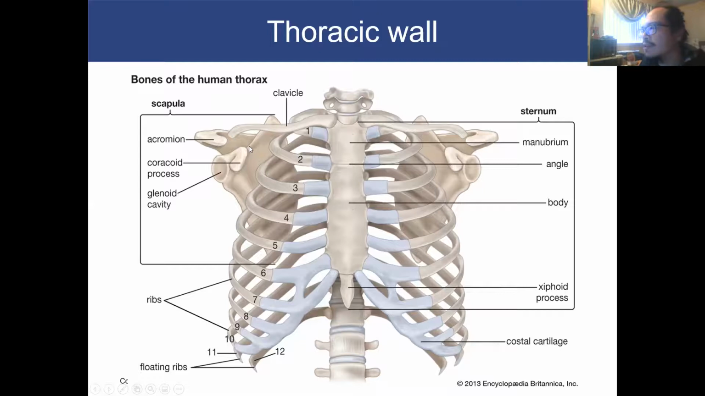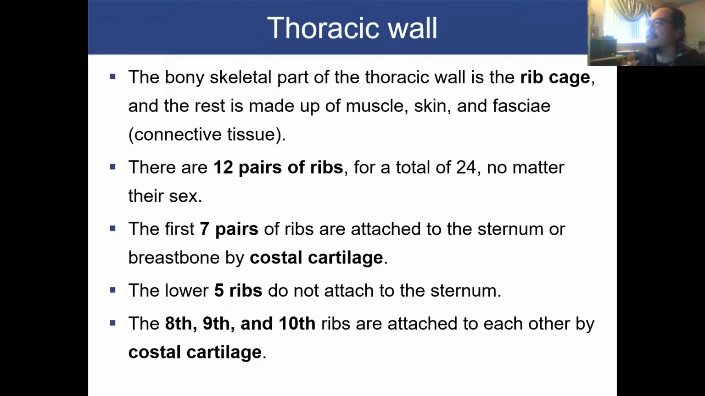Scapula has several surfaces. Here we see this is the coracoid process. Here is the glenoid cavity right here. So that's the major part of the bone structure of the thoracic wall. So that's that. What else? I think that's it. Thorax, yes. All right.